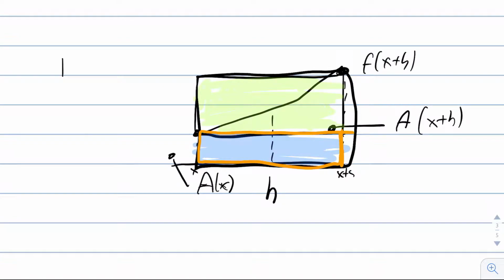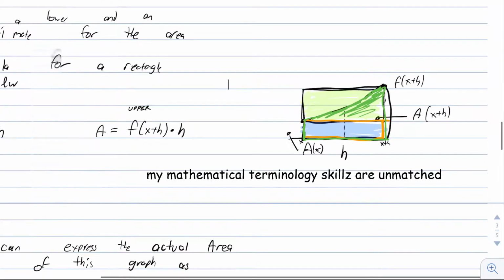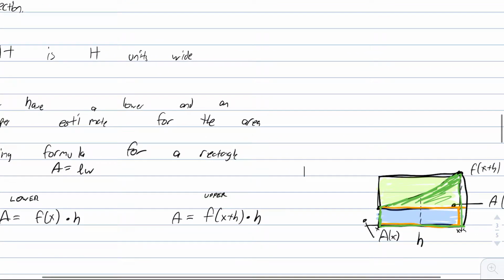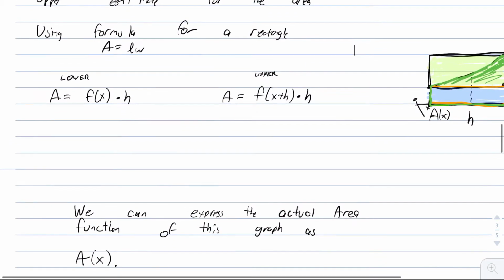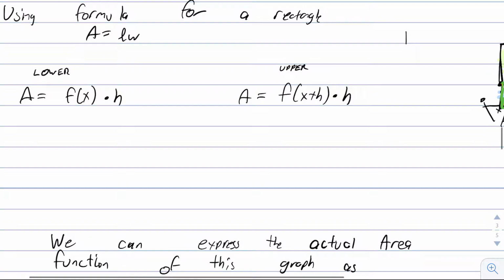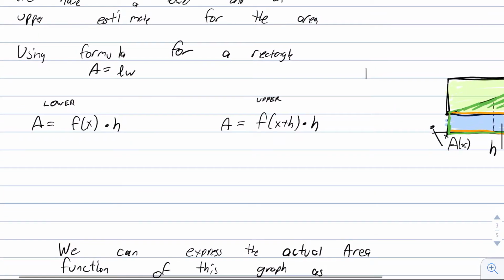And the actual area that we're trying to find is this little, not exactly, weird curvy shape thing. Yeah, that sounds about right. So we can plug that in. We figure out the area for the lower one is f of x times h, and the area for the upper one is f of x plus h times h.